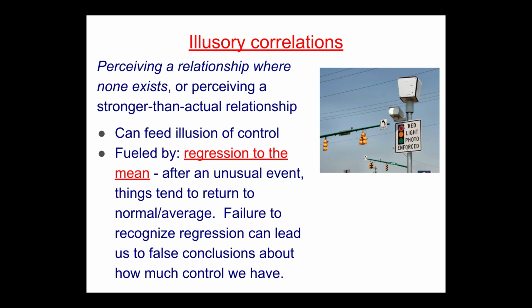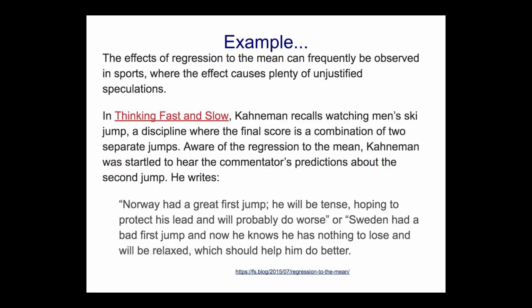But bottom line is we are programmed, our brains are programmed to see causal relationships where they don't actually exist. And if we don't acknowledge regression to the mean, this is something that could fuel us to see relationships where none actually exist.